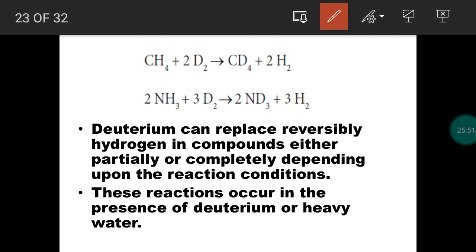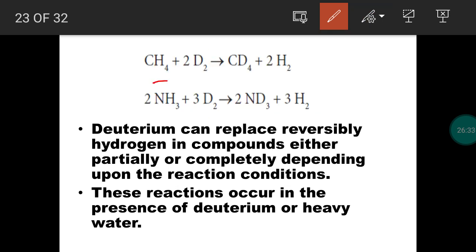And an important reaction: deuterium exchange reactions. You take compounds containing hydrogen atoms. If deuterium, heavy hydrogen, is added, exchange reactions will take place. When deuterium is added to methane, protium will be replaced by deuterium. So this is called exchange. Ordinary hydrogen is exchanged by heavy hydrogen called deuterium.